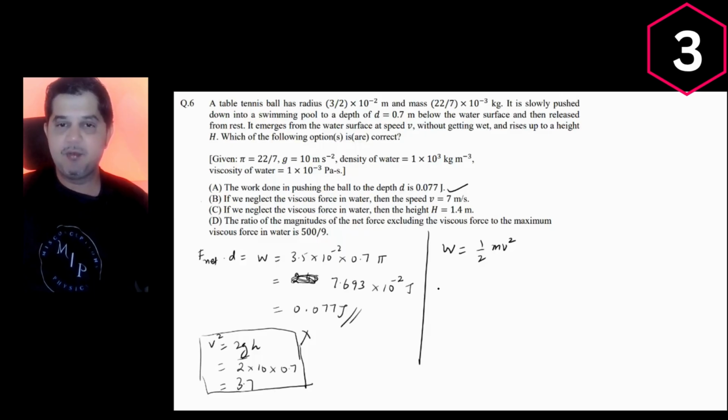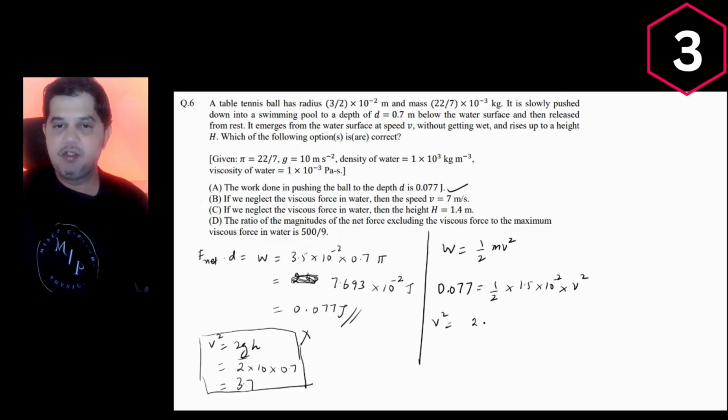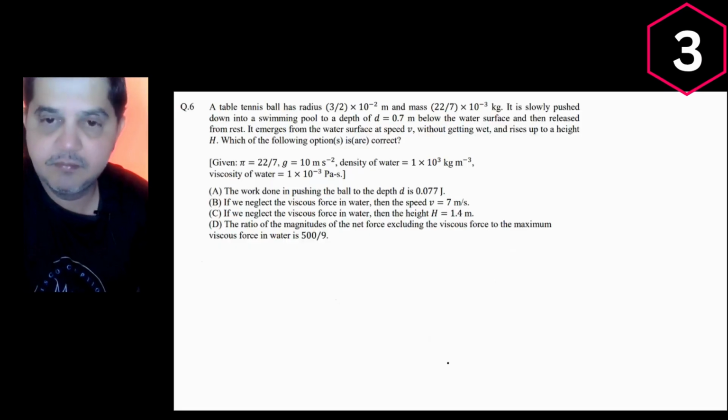So therefore, I'm going to write this as 0.077 is equal to half multiplied by the mass, which is 1.5 into 10 to the power of minus 2, multiplied by v square. So v square should now be equal to 2 into 0.077 divided by 1.5 into 10 to the power of minus 2. Let us calculate this value.